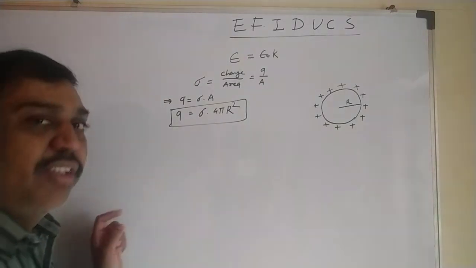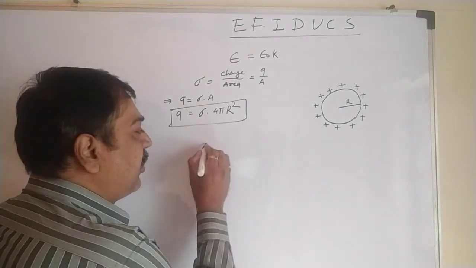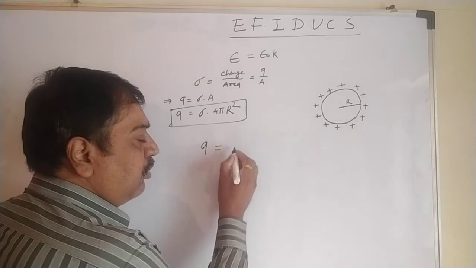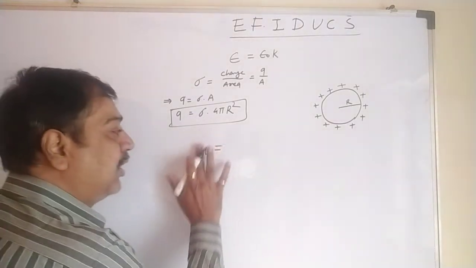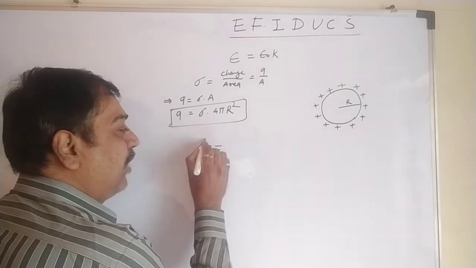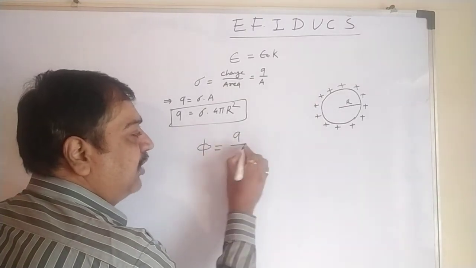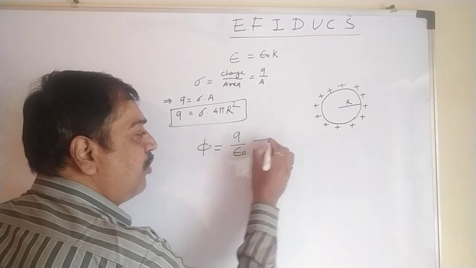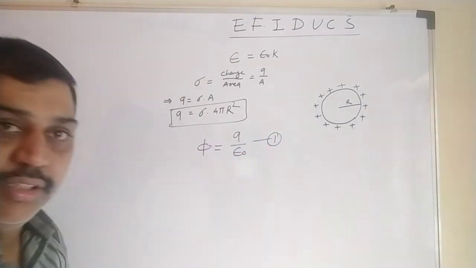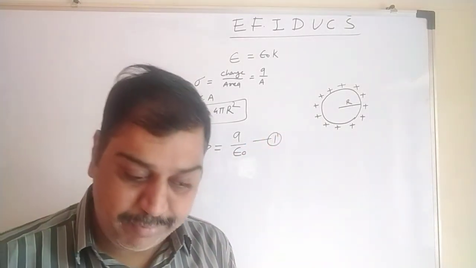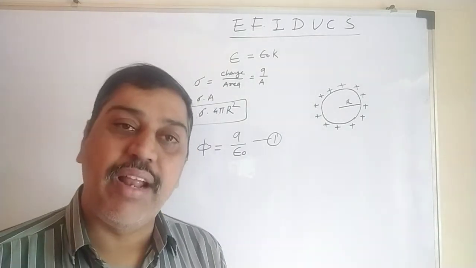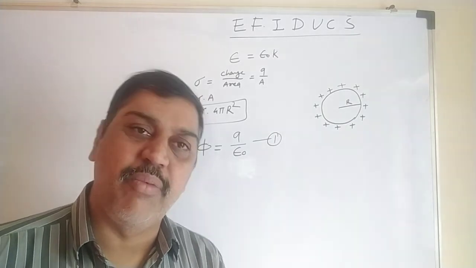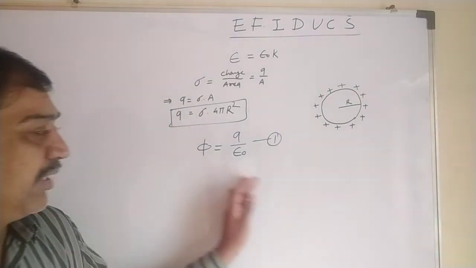After that, we know according to Gauss law, the total charge enclosed by any closed surface, the electric flux coming from the closed surface, is equal to charge divided by epsilon 0. Suppose this is equation 1: phi equals charge divided by epsilon 0, and for air or vacuum epsilon equal to 1. So that we have just written in this equation.